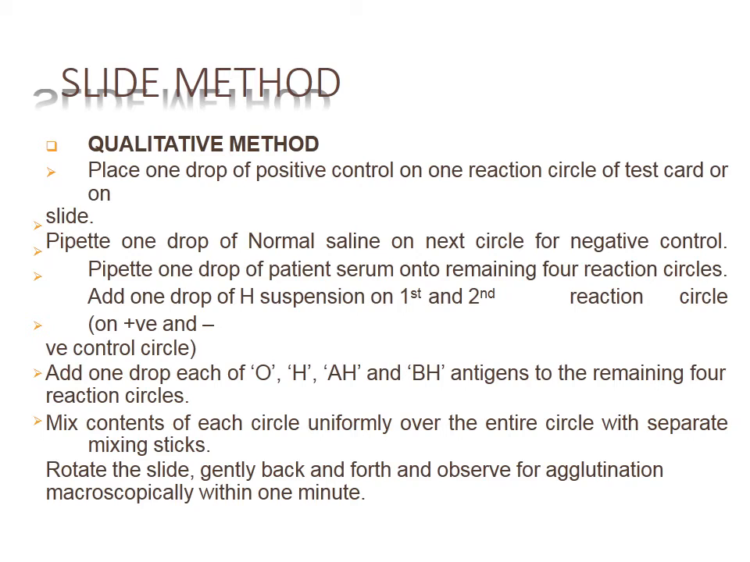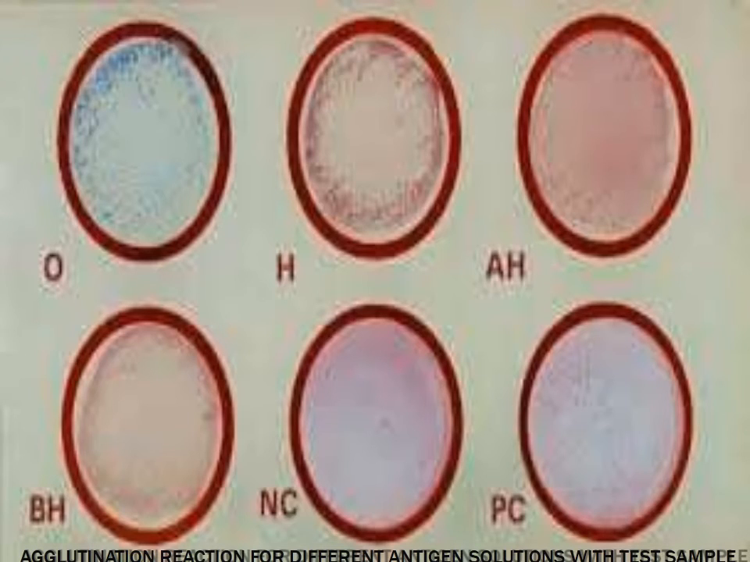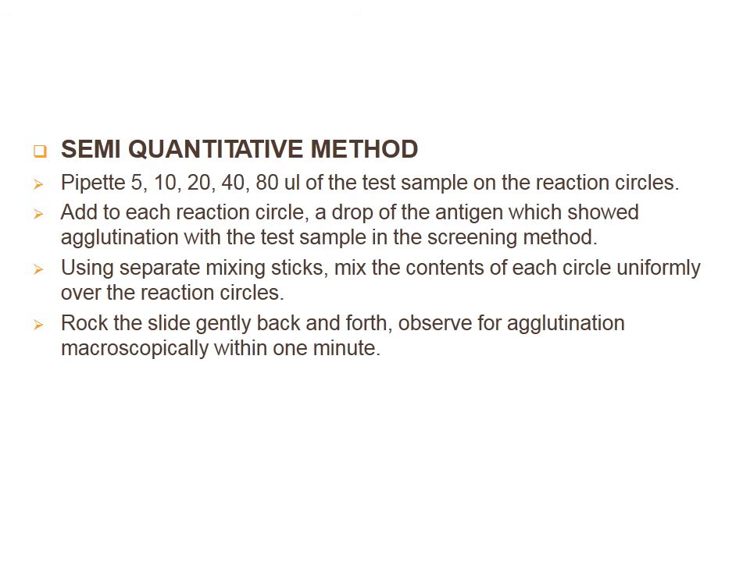Mix contents of each circle uniformly over the entire circle with separate mixing sticks. Rotate the slide gently back and forth and observe for agglutination macroscopically within 1 minute. So this is how it looks. You have a negative control, you have a positive control, and all these are with the O, H, AH and BH antigens. Pipette out the test samples; this is a qualitative one where you can easily detect the presence or absence.